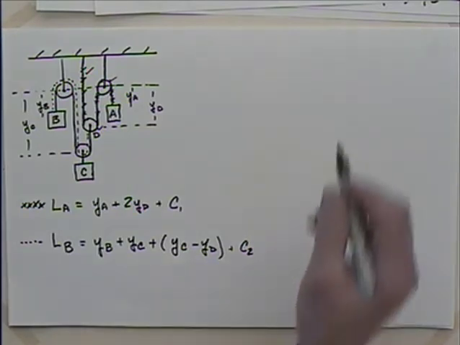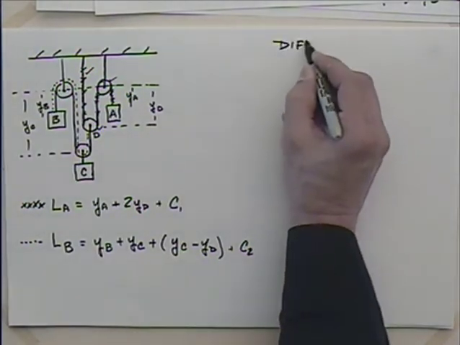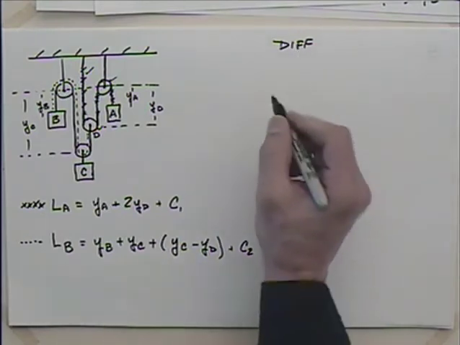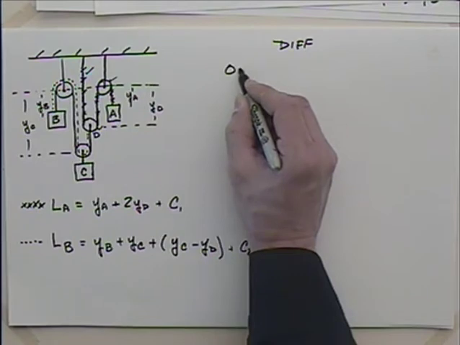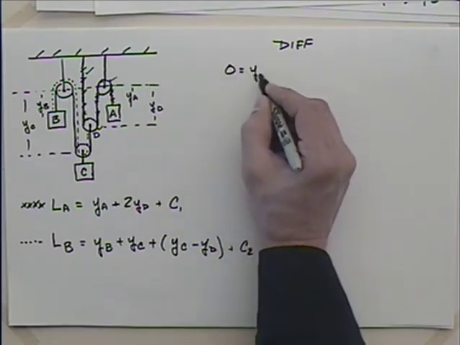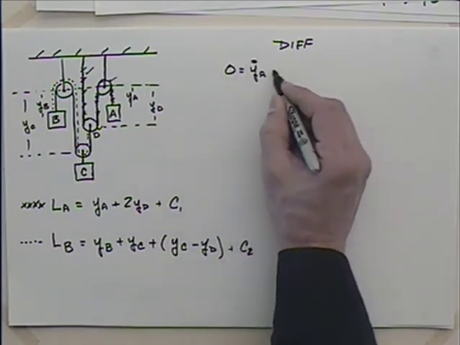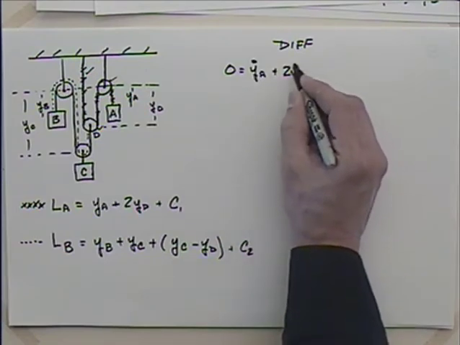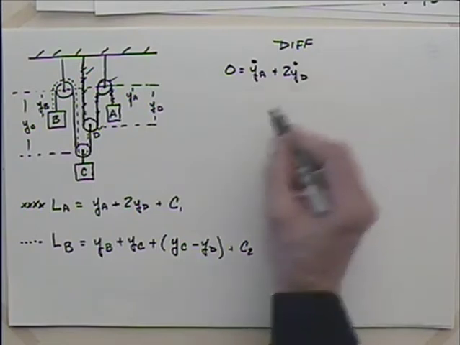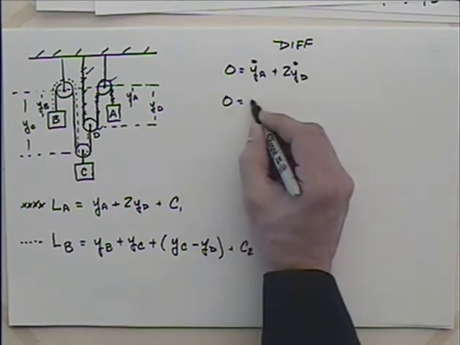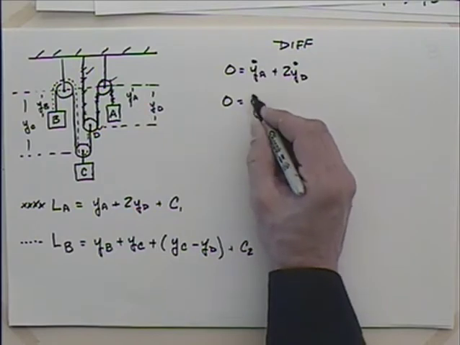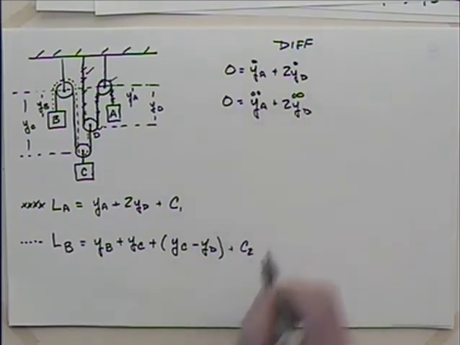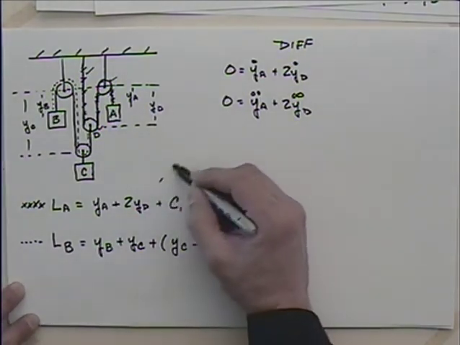So if I differentiate these things, differentiating them, I would have that 0 is equal to y sub A dot plus 2y sub D dot. And I could differentiate again. 0 is equal to y sub A double dot plus 2y sub D double dot. So that's for this equation, isn't it?